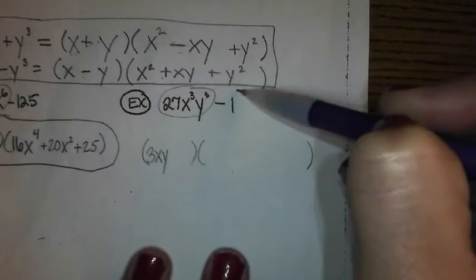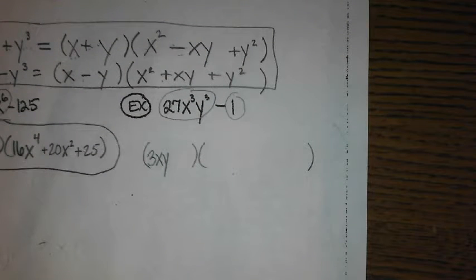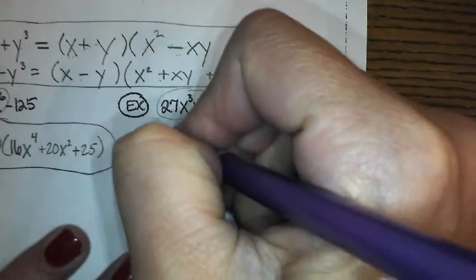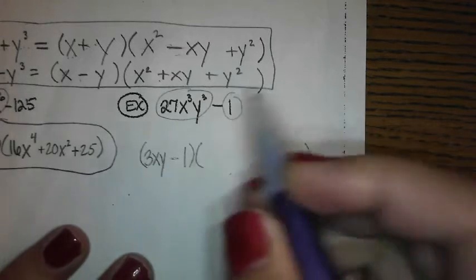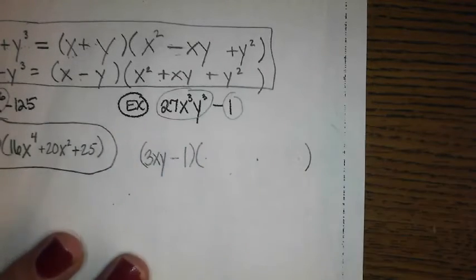How about our second term there? Can we all agree that 1 is a perfect cube? What multiplies by itself 3 times to give us 1? 1. And what sign should we use in the binomial? Minus. Good. On your own, come up with the trinomial.